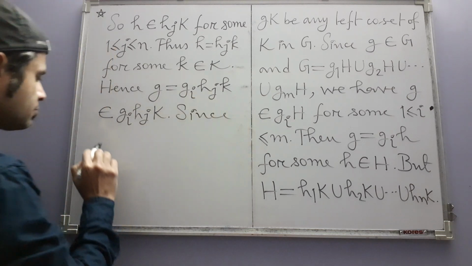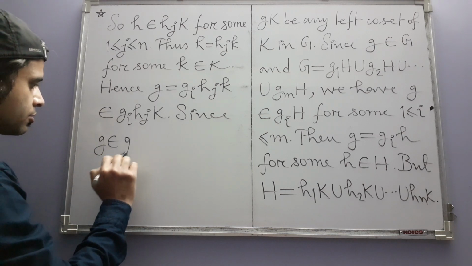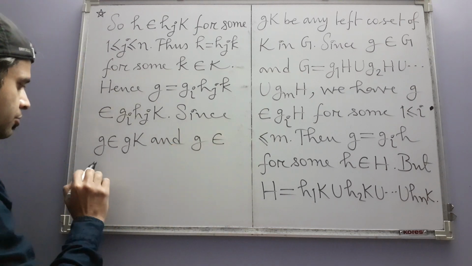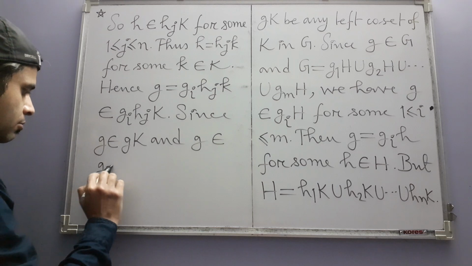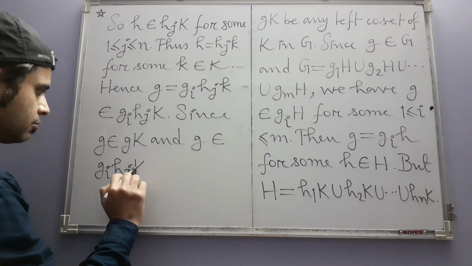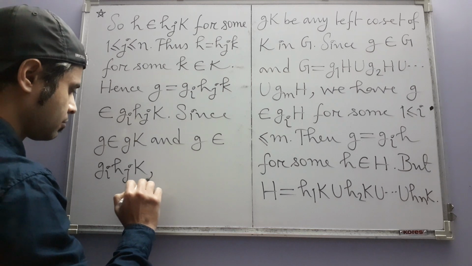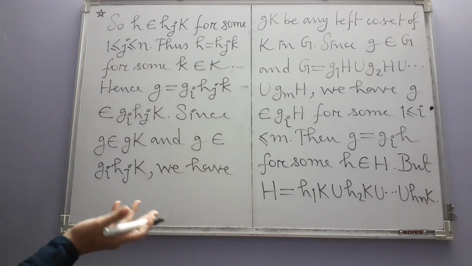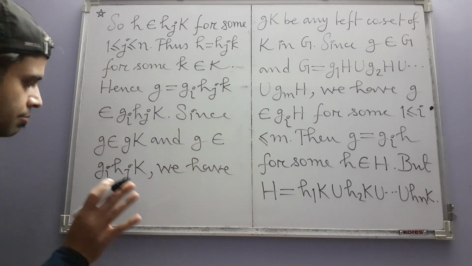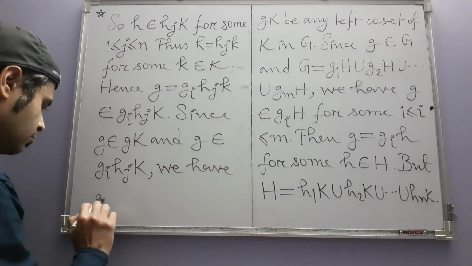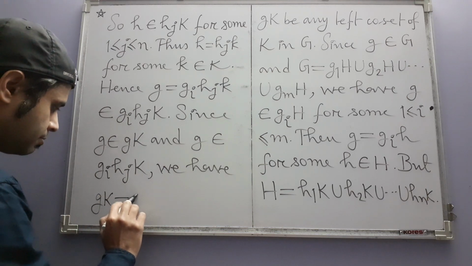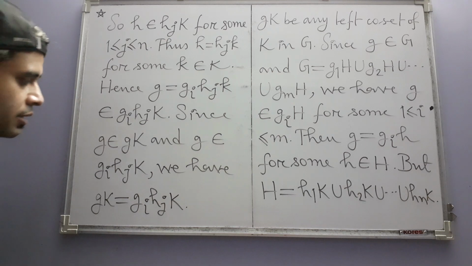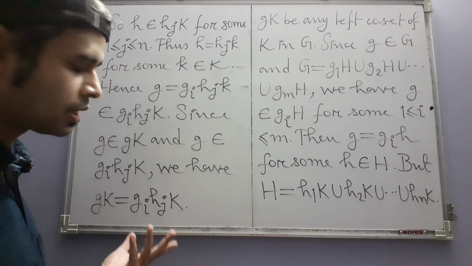Since G belongs to GK and also G belongs to GI HJK, we have, in fact it need not even be mentioned that that's why they are equal. That comes from the partition property, that GK is equal to GI HJK. So our first claim has been established, which was what?